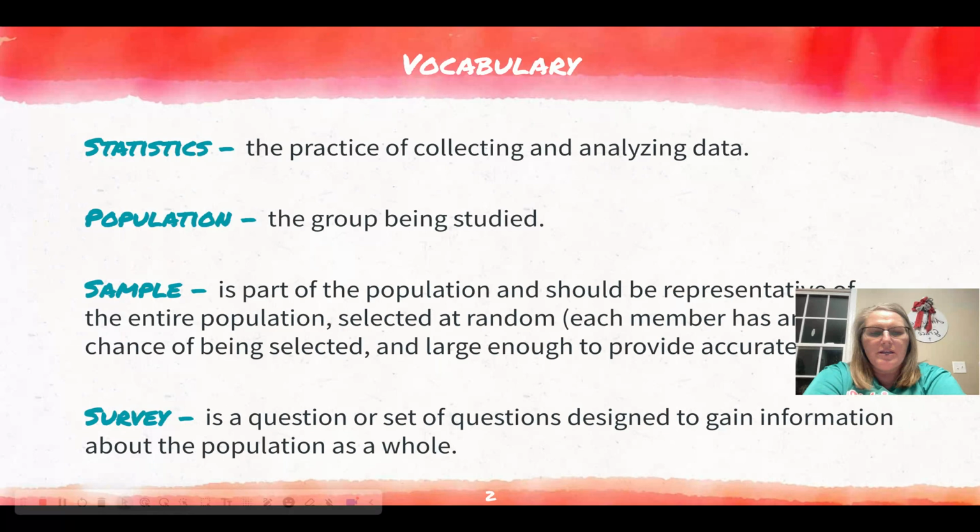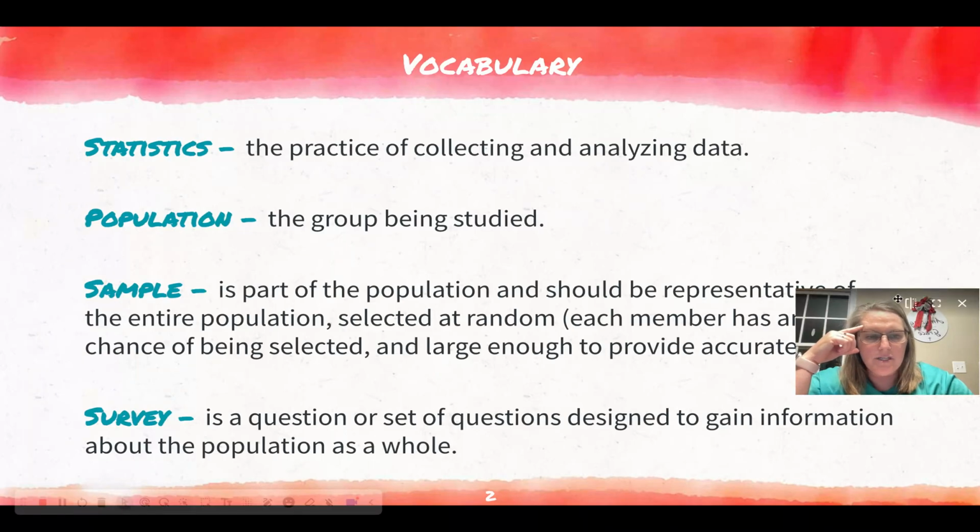There's two ways to do it, or one way is to think about a population. The population would be the whole entire group being studied. For example, our whole school would be a population. The whole community would be a population. The whole Chatham County would be a population. Then, of course, the state of North Carolina would be a large population.